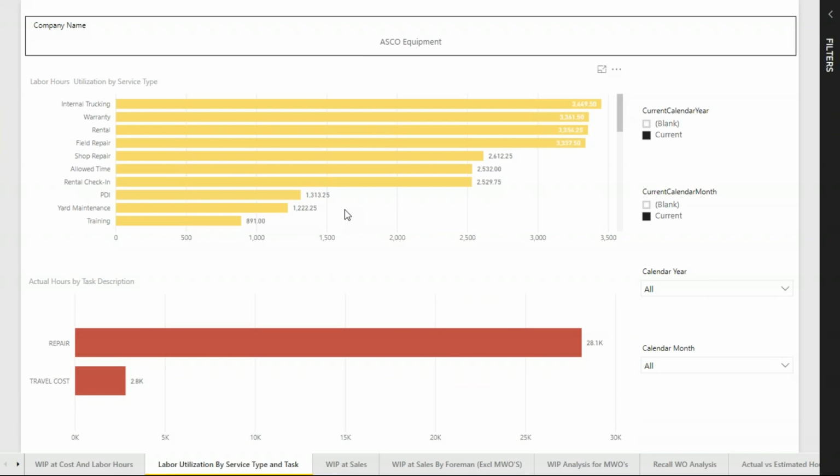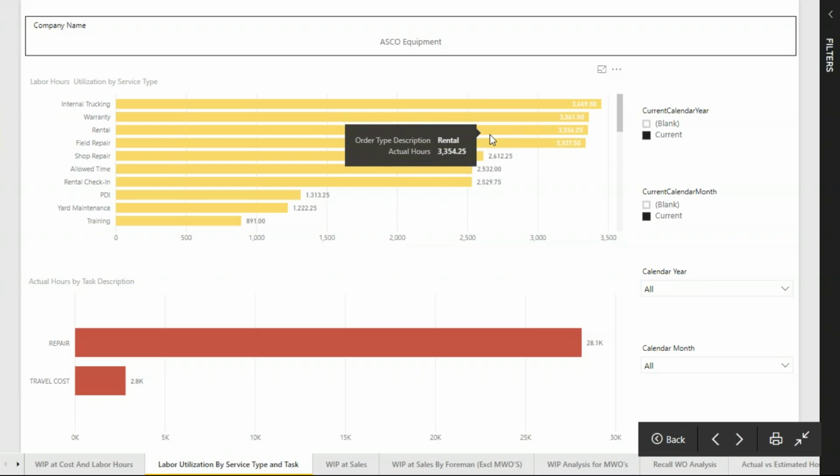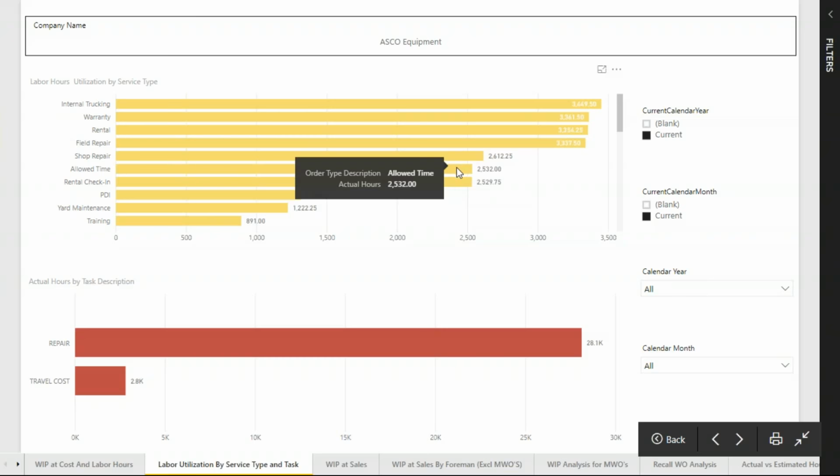Okay, and this one's a little bit just a distribution of your labor hours by different types of service and the task types. So it shows, for the current year, most of the time as an organization is getting spent doing internal trucking. Then there's warranty, rental, field repair, shop repair, allowed time. I'm not sure what that means. Vacation.